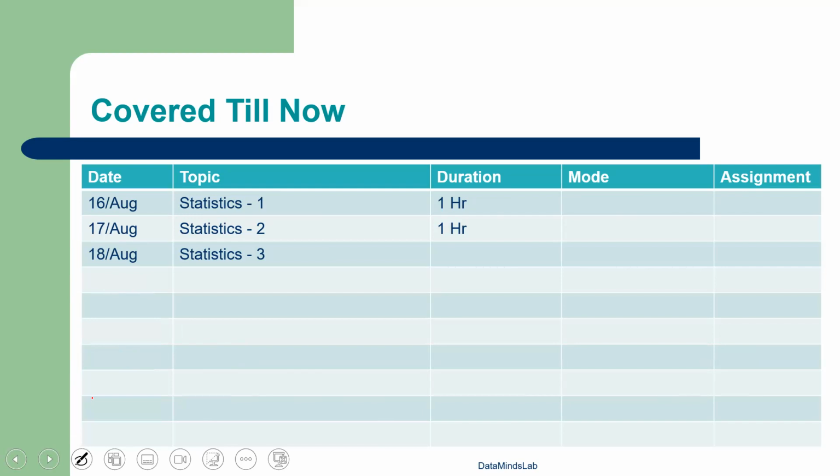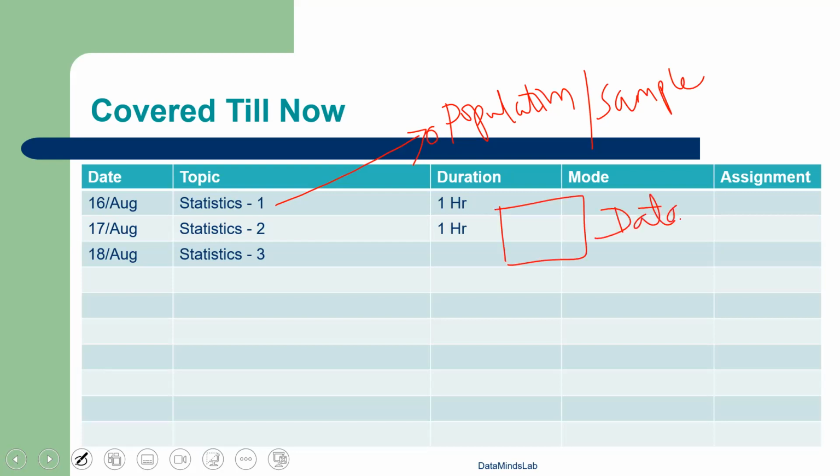In the first class, we just gave the introduction to statistics. Then we looked into the different statistical terminologies like population and sample, and sampling also. If time permits, maybe I want to take a lab on this. Not today, probably tomorrow I will take a few of the basic fundamentals that we cover in statistics, so that we can do the same in the lab also, so that we will get a good understanding.